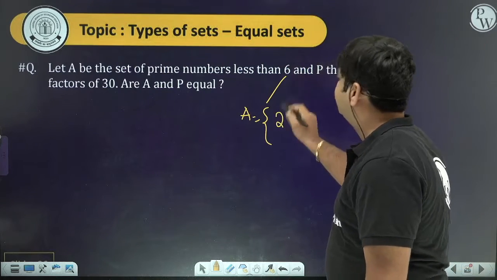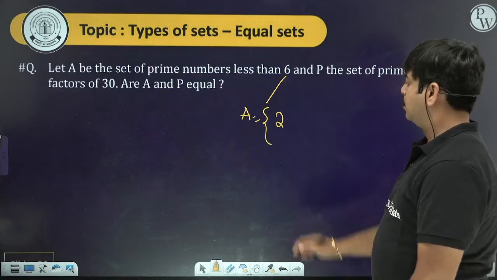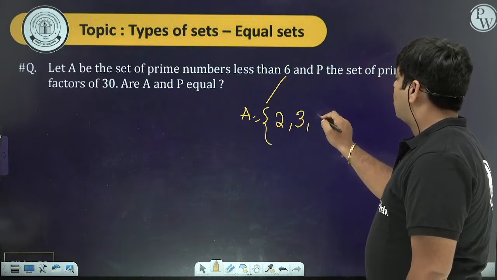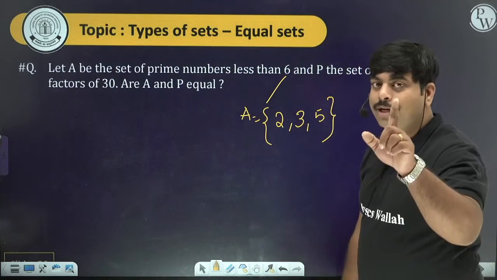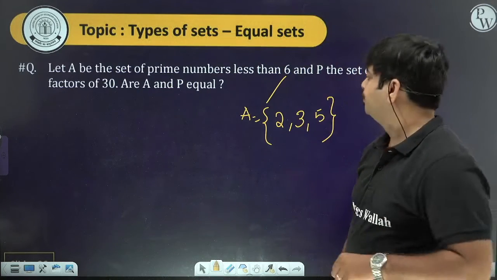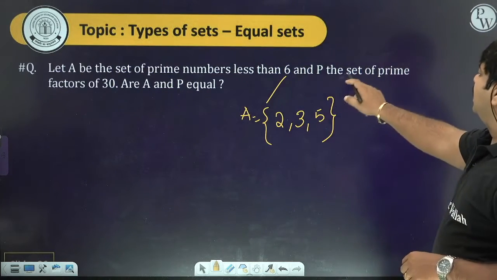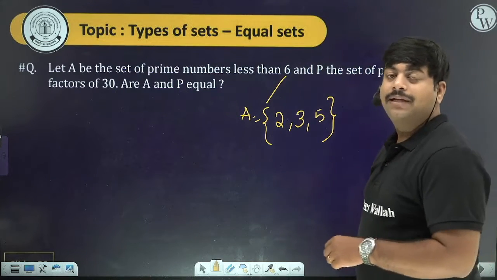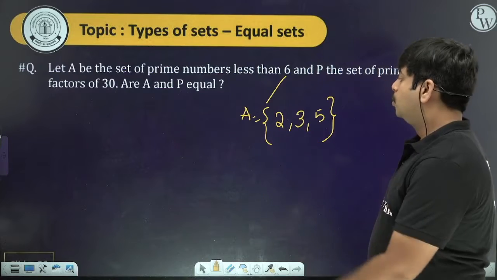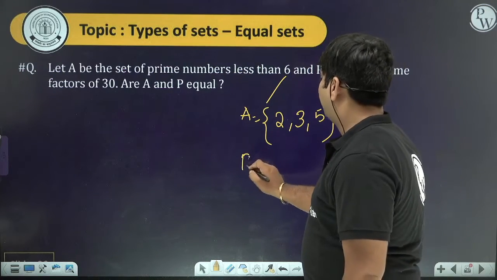Yes, 2 is a prime number less than 6. 3 is a prime number less than 6. 5 is a prime number less than 6. Why not 4? 4 is not a prime number. 4 is a composite number. And next, P is a set of prime factors of 30. So what are those? Prime factors of 30.